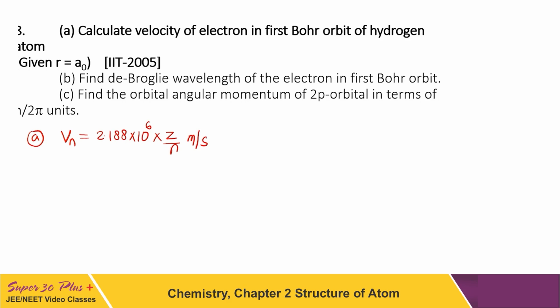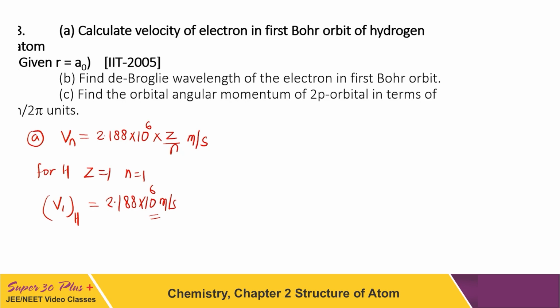Now in this formula you have to put the values. Since here we are calculating for the first Bohr orbit of hydrogen, for hydrogen the value of Z is 1, and since we are talking about the first Bohr orbit, n is also 1. So after putting these values, this is V1 of hydrogen, meaning the velocity of electron in the first shell of hydrogen will become 2.188 into 10 to the power 6 meter per second. So this is the answer of the first question.